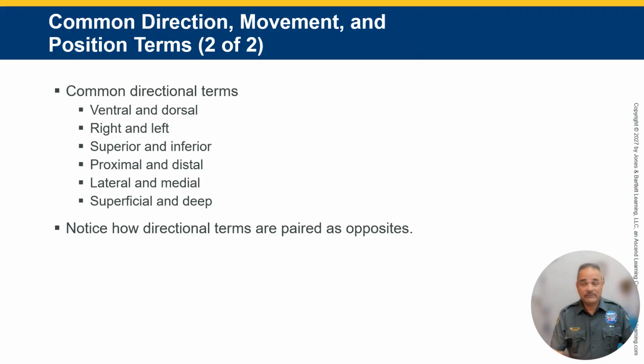Common directional terms to continue: ventral and dorsal, right and left, superior and inferior, proximal and distal, lateral and medial, superficial and deep. These are the same kind of thing that we were talking about earlier. Let's go back to ventral and dorsal. It's the same thing as anterior and posterior. Ventral is like the ventral fin, the ventral fin.